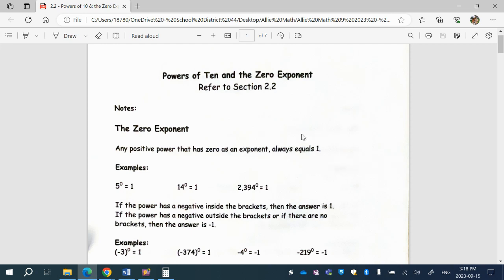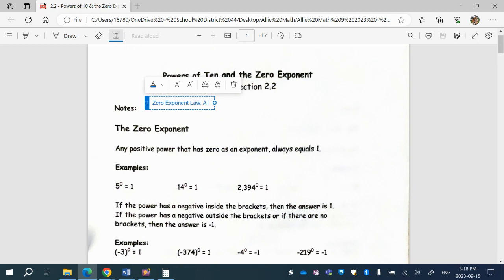Hello, everybody. Here we are, 2.2 powers of 10 and the zero exponent. We're going to start with the definition, which is the zero exponent law. So if you could write this down, that would be great. And maybe I should try to type it since my writing is not always perfect. So it's the zero exponent law.